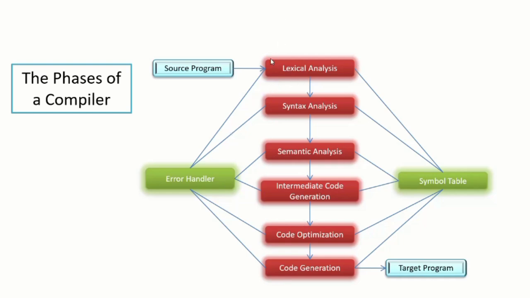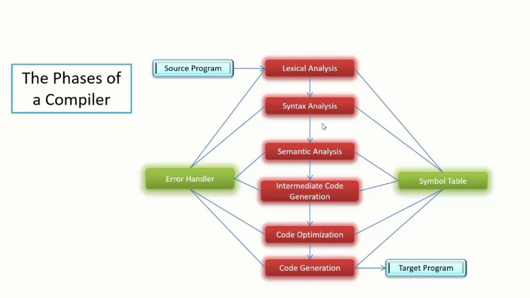Coming to the first phase of the compiler, lexical analysis, it takes the source program and converts it into a stream of tokens. Lexical analysis, also known as scanning, is the first phase of the compiler. The lexical analyzer, or scanner, reads the source program in the form of a character stream and groups the logically related characters together, which are known as lexemes. For each lexeme, a token is generated by the lexical analyzer. A stream of tokens is generated as the output of the lexical analyzer phase, which acts as an input for the syntax analysis phase.